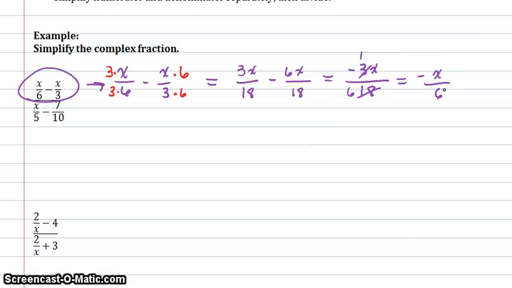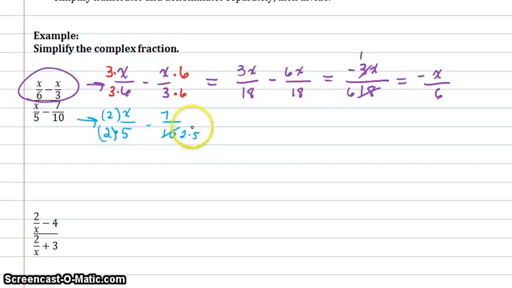Now I want you to pick a different color, a fun color, and write your denominator. So here we have x over 5 minus 7 over 10. Okay, so 5 is in the denominator, and we've got 10 in the denominator here. Well, 10 is the same as 5 times 2. So we've got a factor of 5 in the denominator here. We can multiply this by 2 over 2 so that we get a denominator of 10 in this fraction.